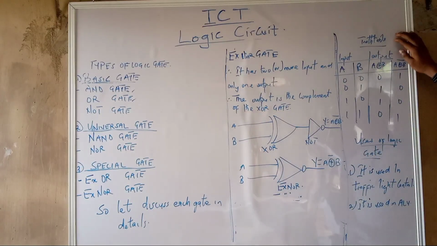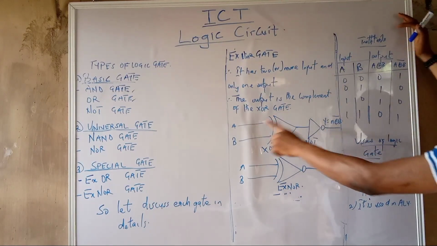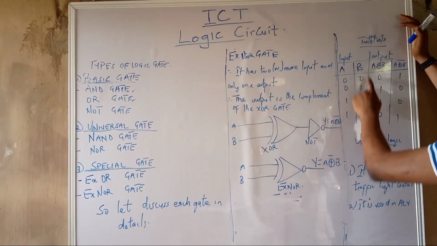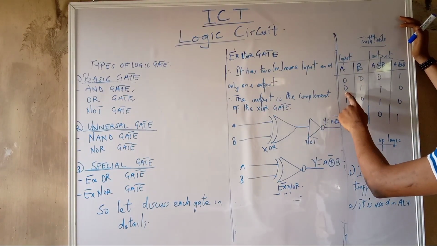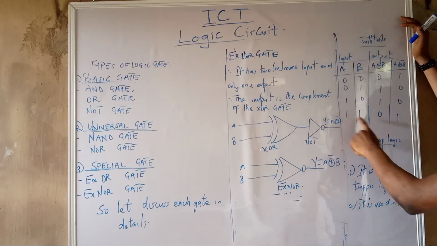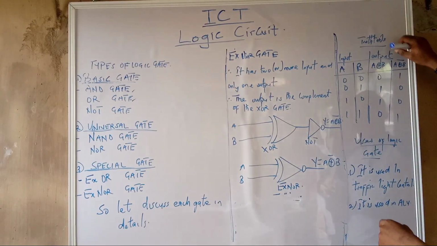So this is the truth table for your XNOR gate, input and output. I said we have two inputs, this A and B. These are constant. They don't change. If you observe, 0, 0, 0, 1, 1, 0, 1, 1. It's constant.